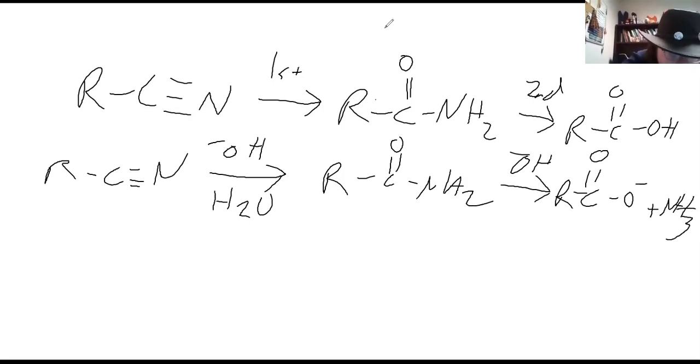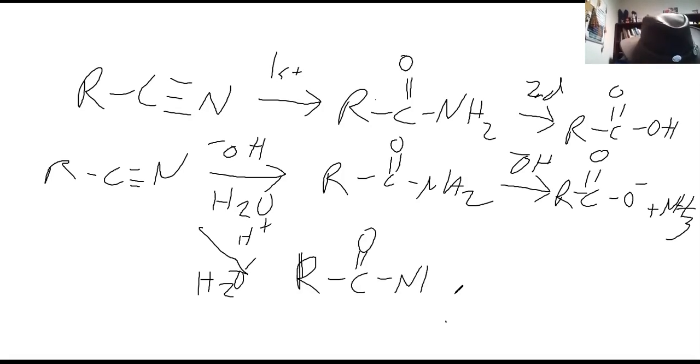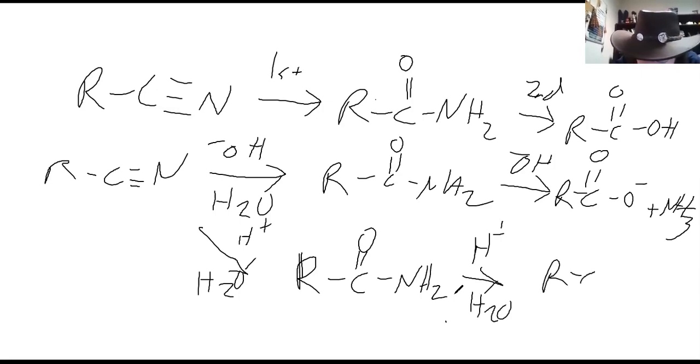If I do it in acid and water, we still form the amide. That doesn't change. But the byproducts of the second reaction is, instead of carboxylate, we form the acid, carboxylic acid, and ammonia, the protonated version of ammonia.